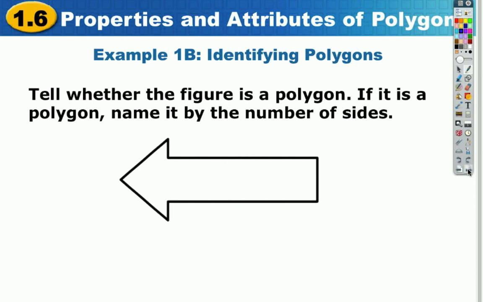So, give me a thumbs up if you think this is a polygon. Some people think yes, some people not sure yet. Okay. Okay, Kayla, why do you think it is a polygon? Why is this a polygon?